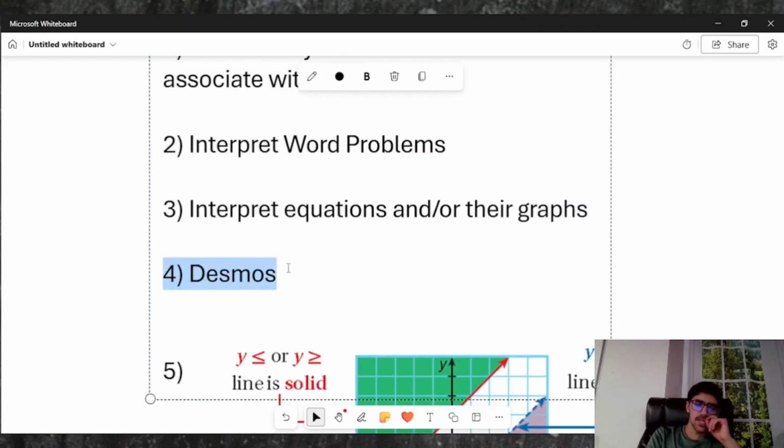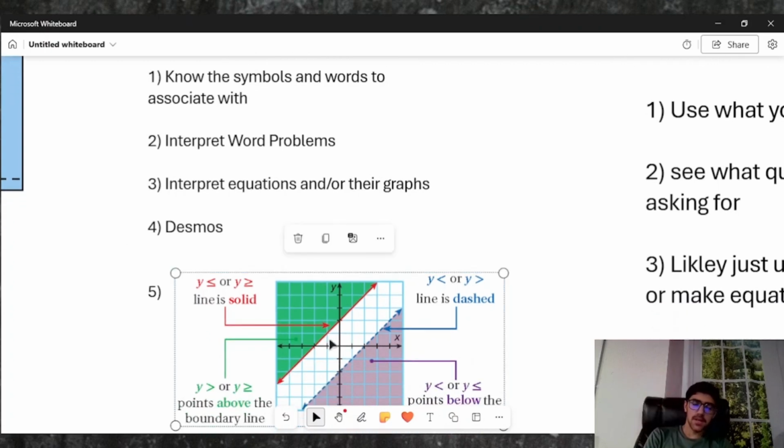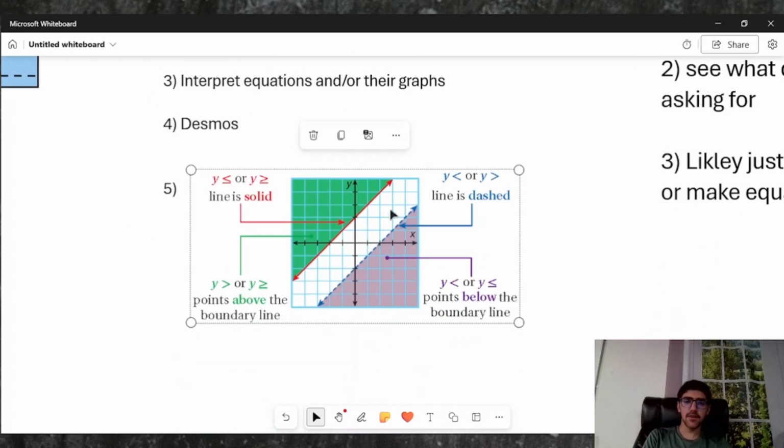And then just know how to use Desmos. In one of the examples, I'm going to go over it. But basically in Desmos, it helps a lot if you know how to graph these, because you can graph it and find the solution.